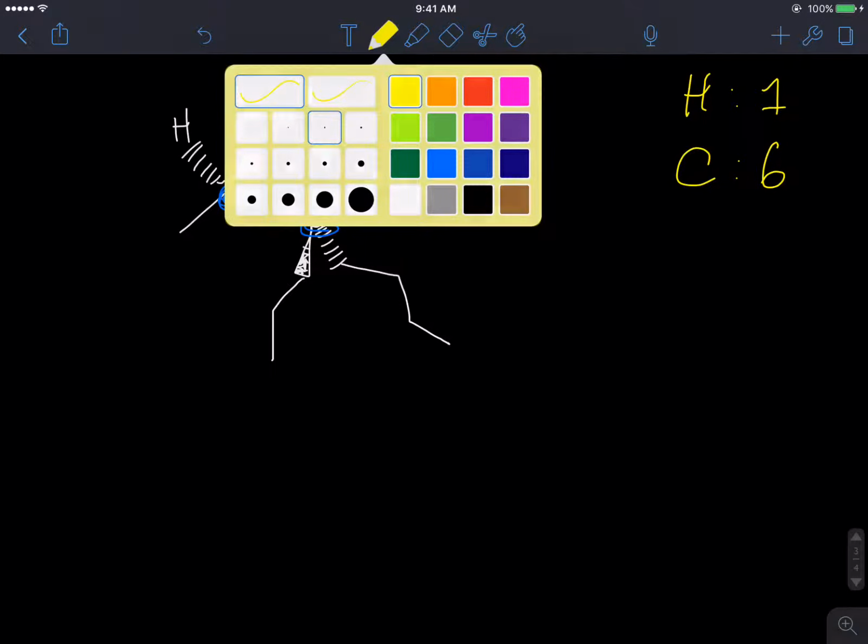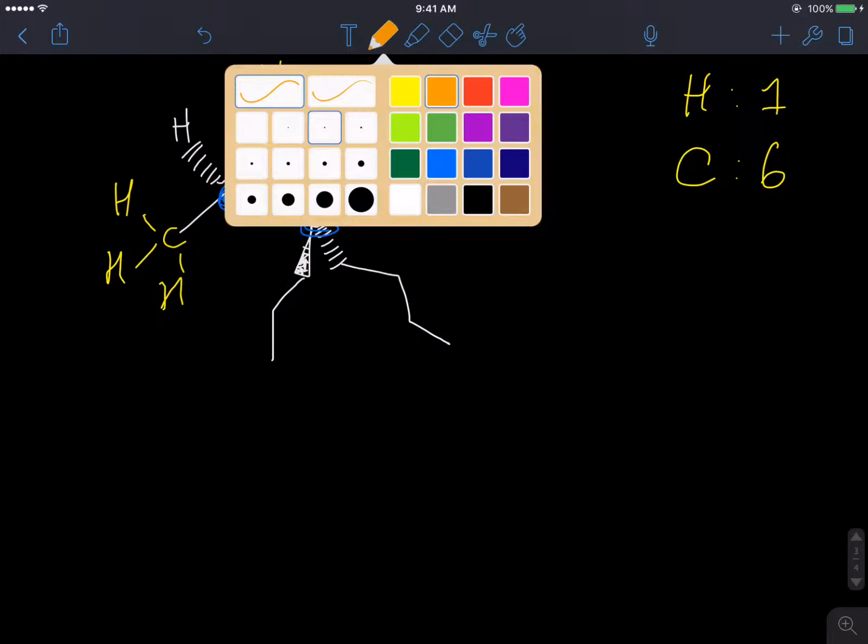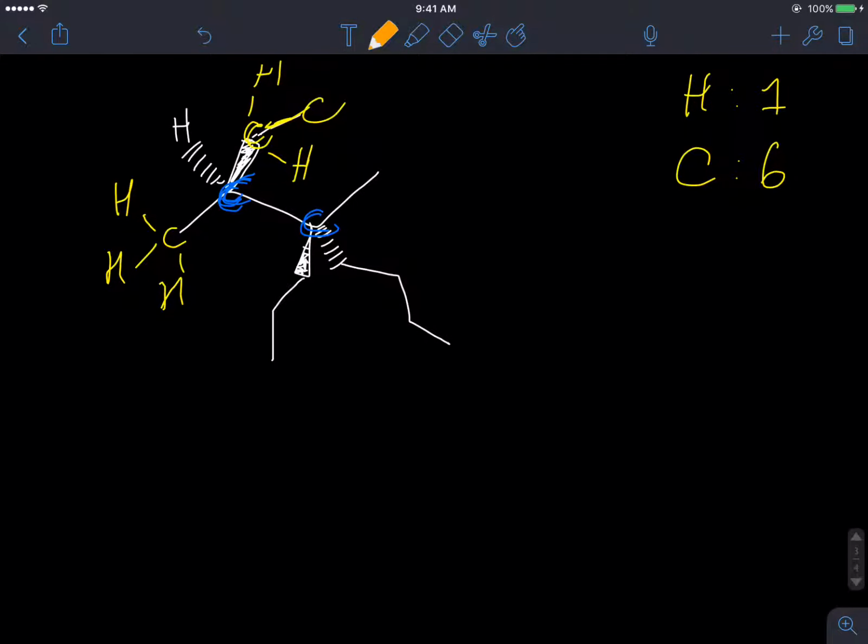Which one, number 1? You look at the carbon right here, it's connected to 3 hydrogen. 1, 2, 3. Look at the carbon right here, it connects to 1 carbon and then 2 hydrogen. So which one, number 1? This is number 1.